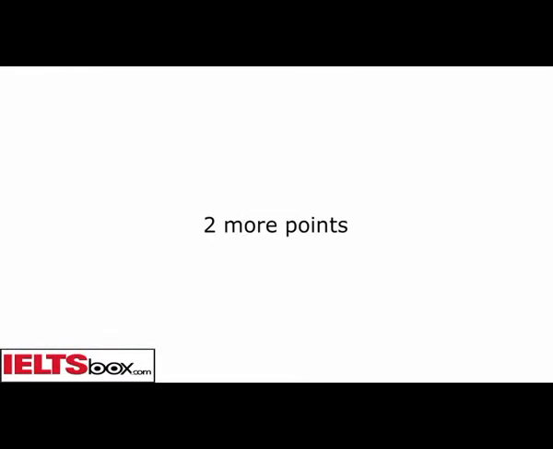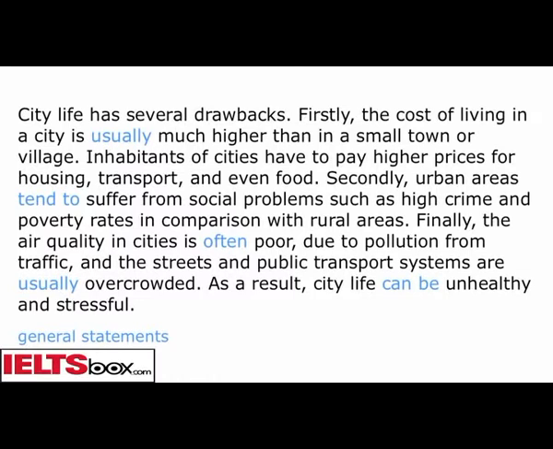Just 2 more points to notice about this paragraph. Firstly, making general statements. You can see that I've used words like usually, tend to, often, and can be. This is a good technique in written English. It helps me to make general statements. So the cost of living in a city is usually much higher than in a small town or village. Maybe not always. And urban areas tend to suffer from social problems. Maybe not all cities suffer from social problems. So these are general statements, and the examiner will like this.